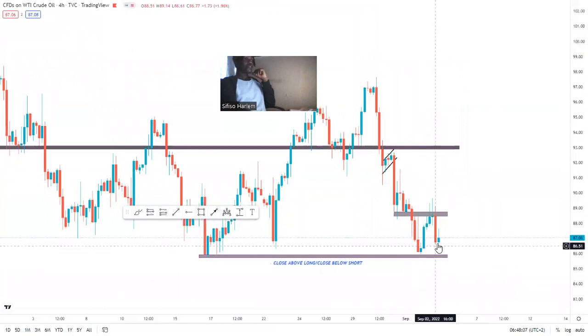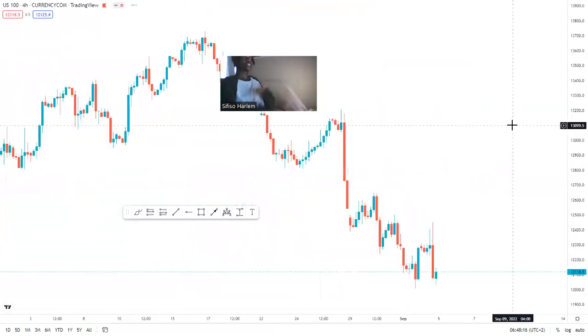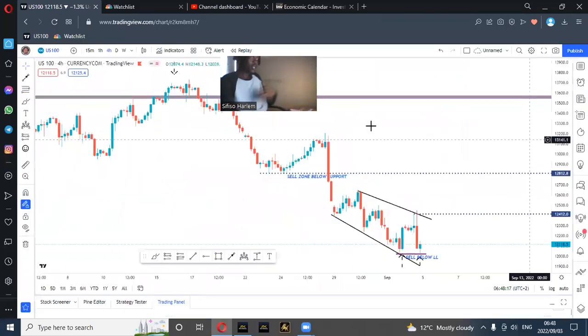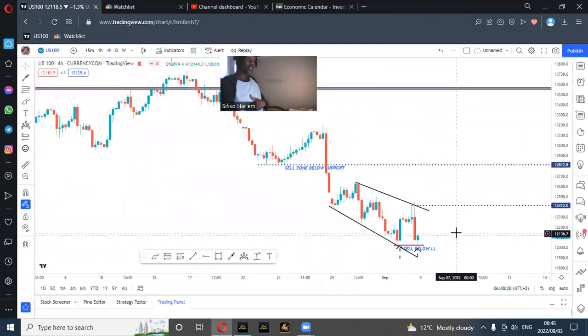Oil, we're simply waiting for the bullish momentum to kick in to start looking to go bullish, or for a break of the lows and continue moving to the downside. So that's just my outlook. That's just how I base my trades. So that's just how I'm looking to take my trades for the week.